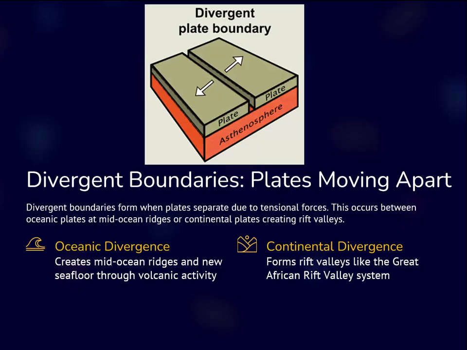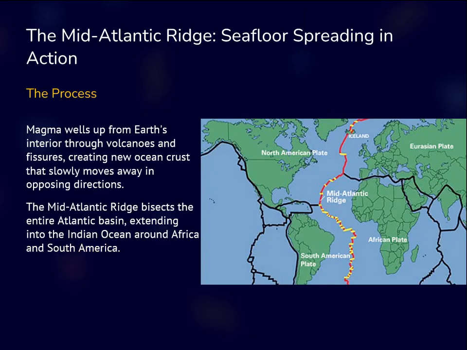Now, instead of pushing together, plates also pull apart. This happens at divergent boundaries. Here, tensional forces stretch the crust. Divergence can occur in two ways: oceanic divergence, which creates mid-ocean ridges as magma wells up and forms new seafloor, as well as continental divergence, which creates rift valleys as the land splits apart. One of the best known divergent boundaries is the mid-Atlantic ridge.